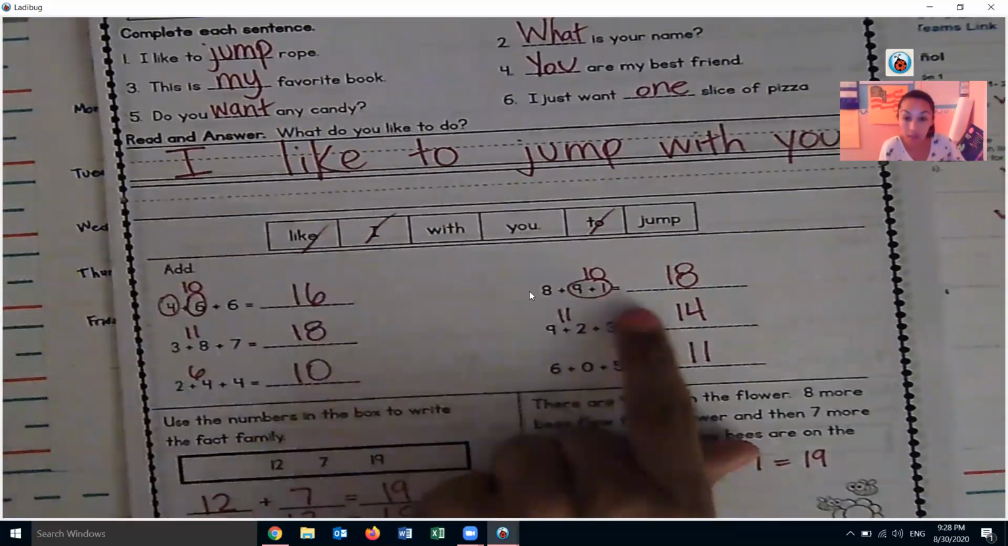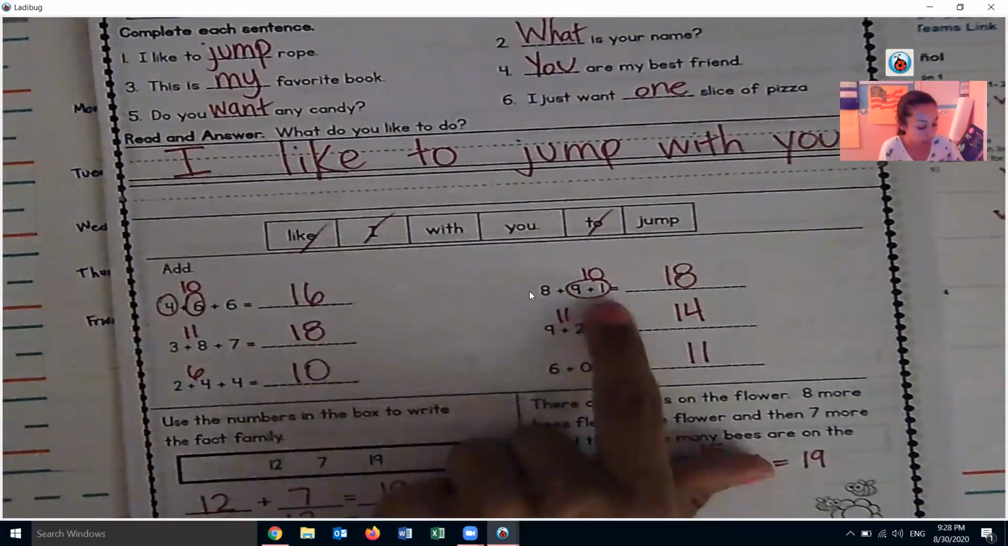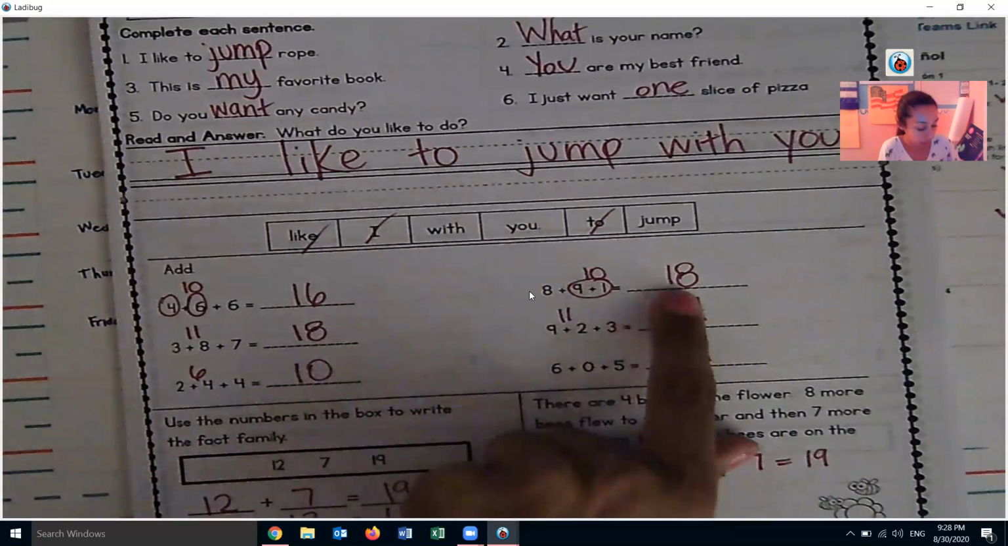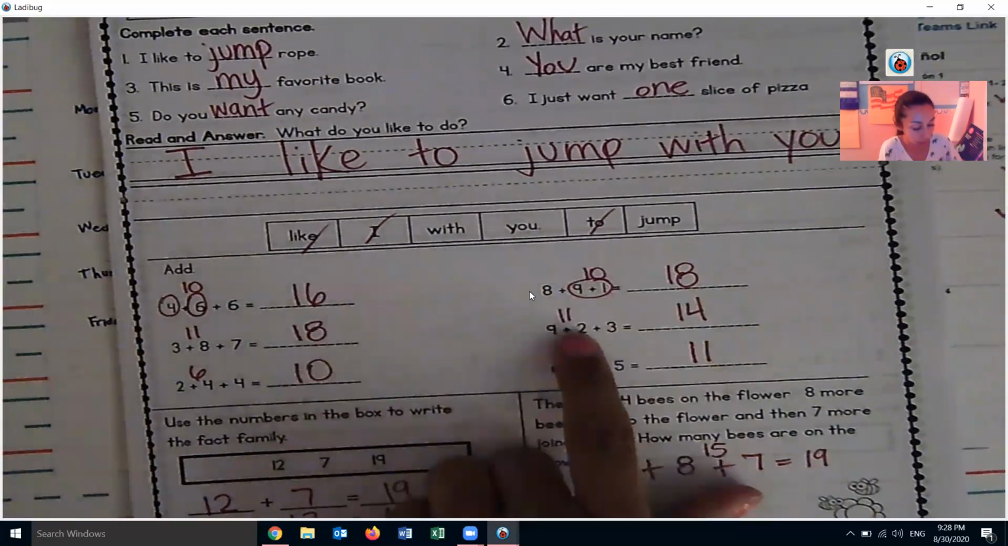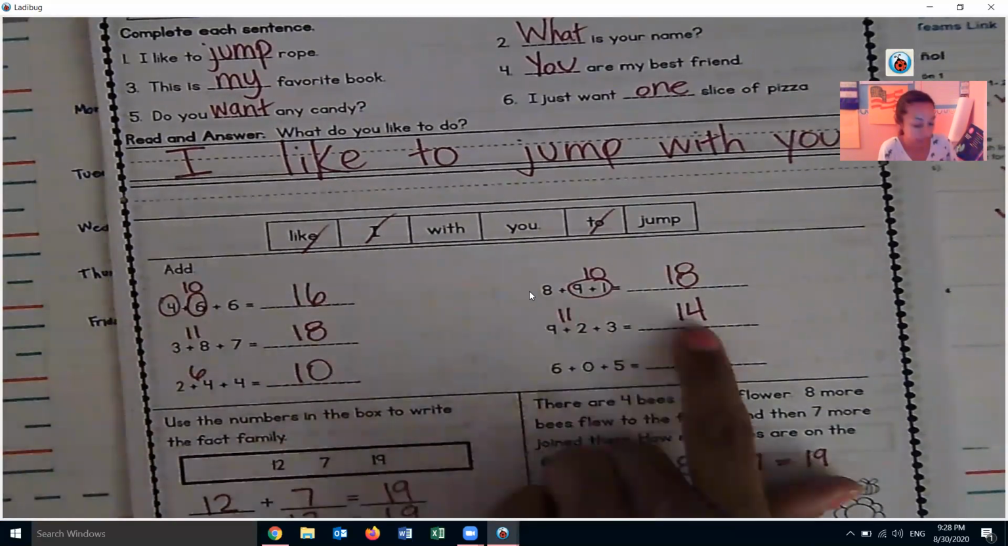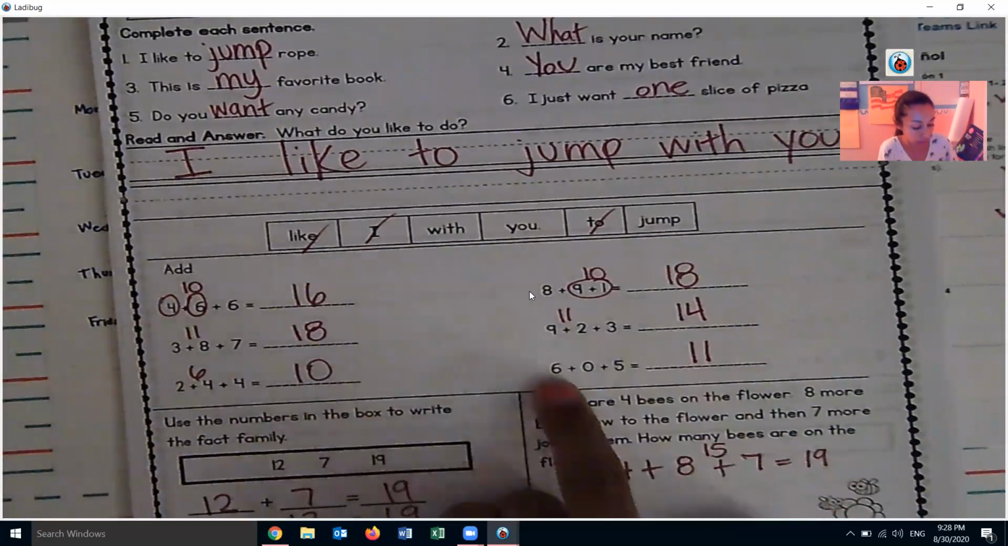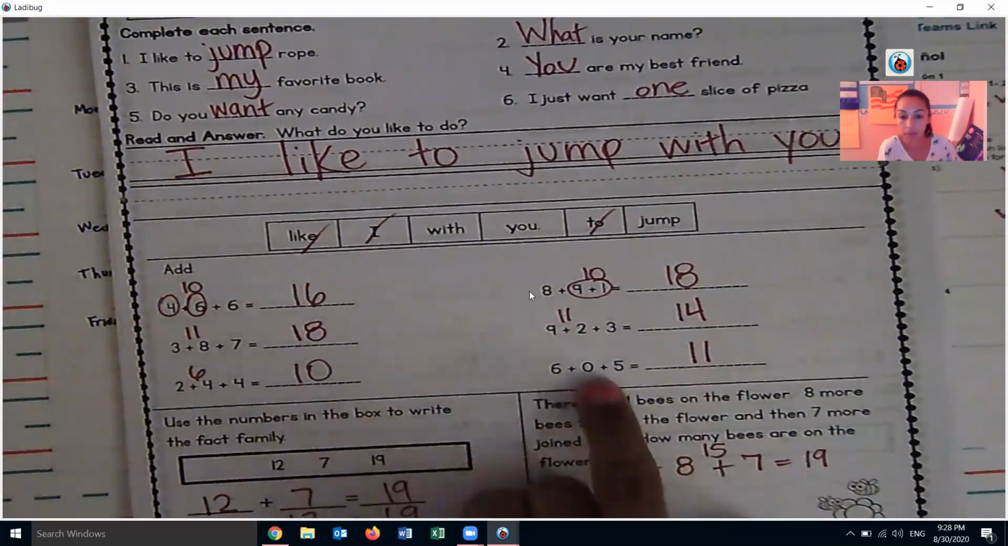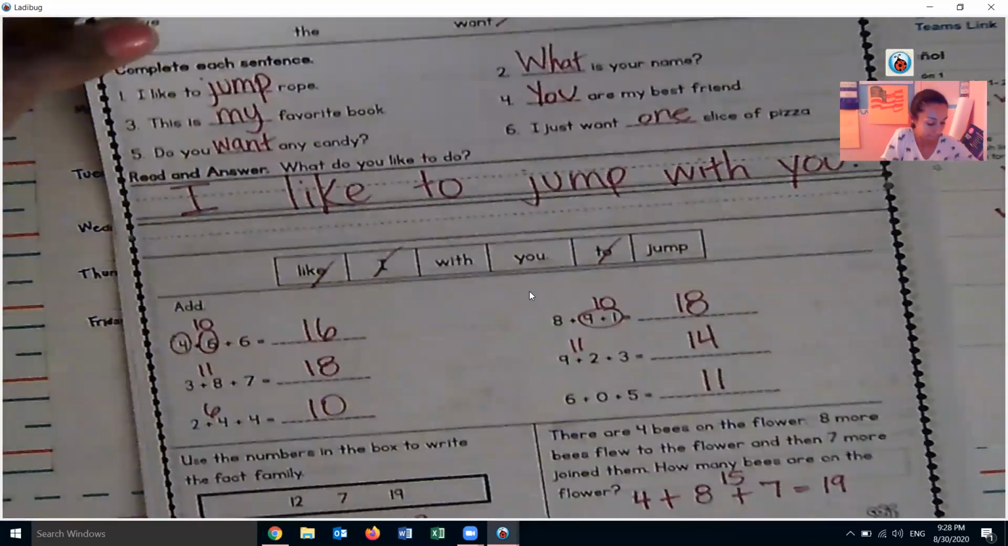Here I made my 10 first. I used 9 and 1 to make 10. Added 8 to get 18. 9 and 2 is 11. Plus 3 more is 14. And then here's just 6 plus 5 is 11. And I'm just going to skip the 0 there, ignore it.